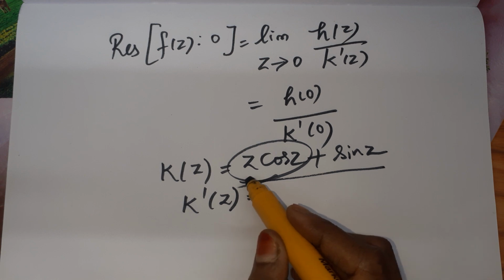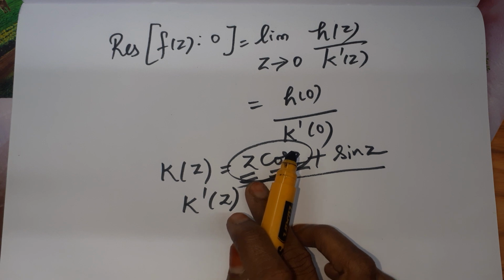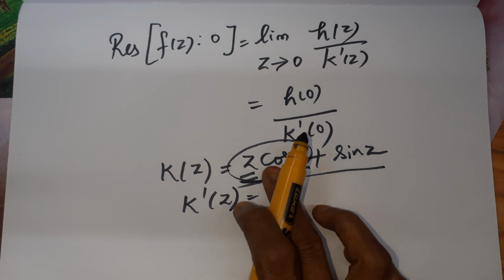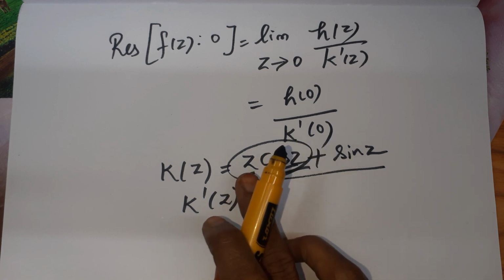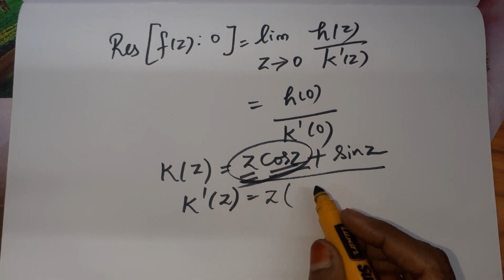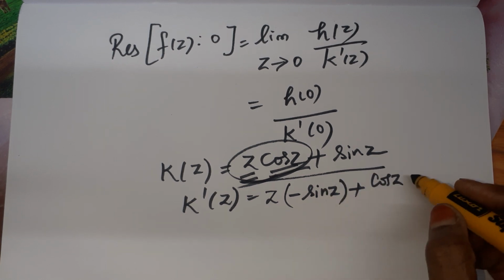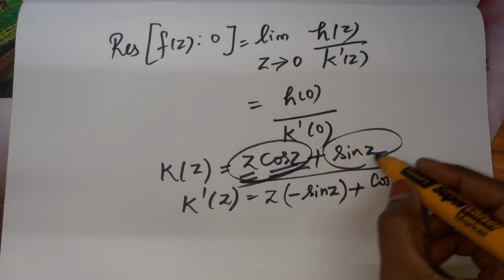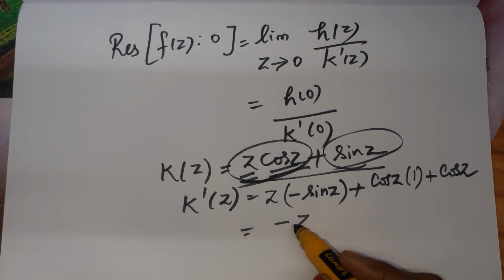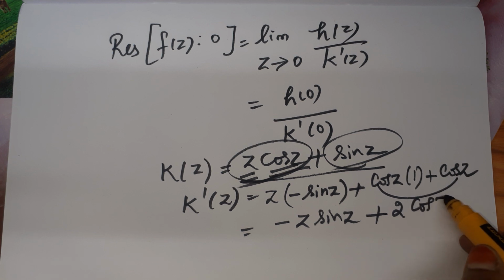Here in the first term we have two functions in terms of z, z cos z. So what formula should we use? The uv method: u into dv plus v into du. That formula we have to apply since it is a product of two functions in terms of z. So keep z as it is and differentiate cos z. It is minus sin z, plus cos z as it is and differentiate z, which gives 1. In the next term there is only one function, so we just differentiate it: cos z. So k dash of z is equal to minus z sin z plus cos z plus cos z, that is twice cos z.